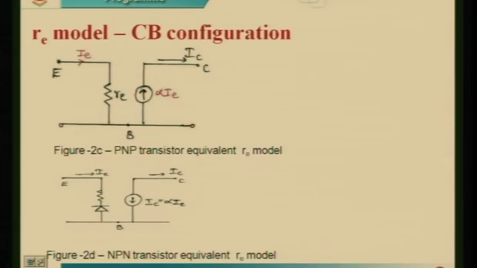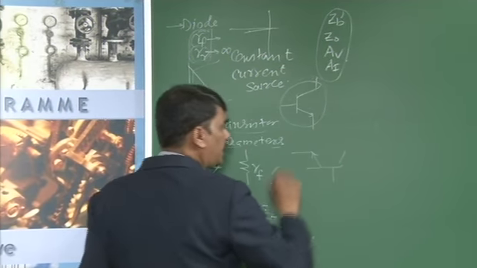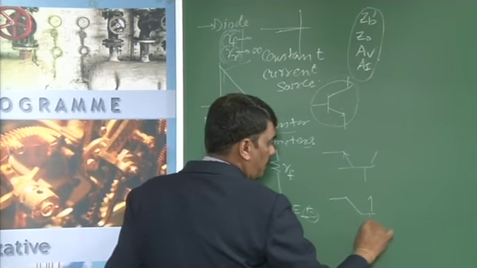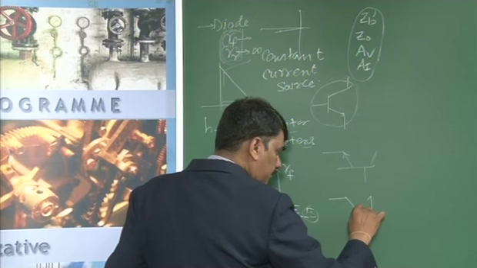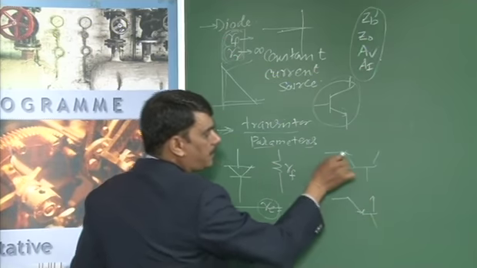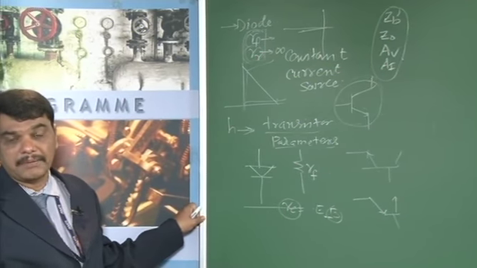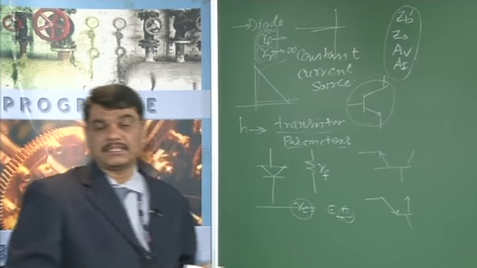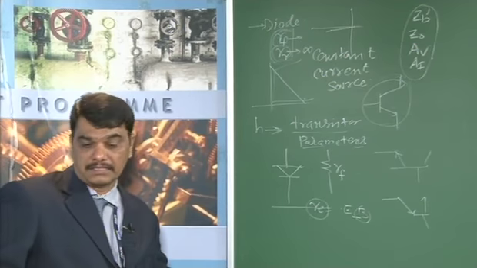Figure 2D shows the equivalent circuit of an re model of a transistor for an NPN transistor. For a PNP transistor the current is inward, but in case of an NPN transistor the current is outward, therefore the direction of the diode is reversed in figure 2D when compared to figure 2B. The analysis of NPN and PNP transistors provides the same results.